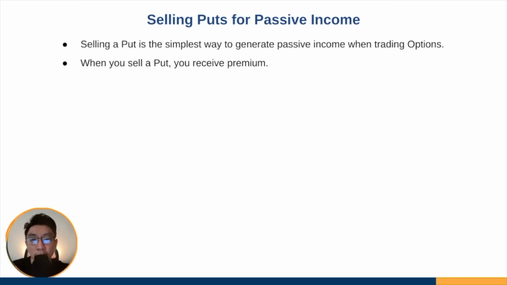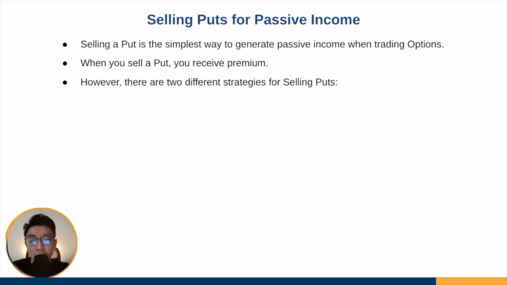When you sell a put, you receive premium, and this is how you collect what we call passive income. Although this may not be the truest form of passive income, because the truest form of passive income is do the work once, and then the income will just keep coming over and over again. So basically, when it comes to options trading, selling puts is one of the ways as close as you can get to receiving passive income.